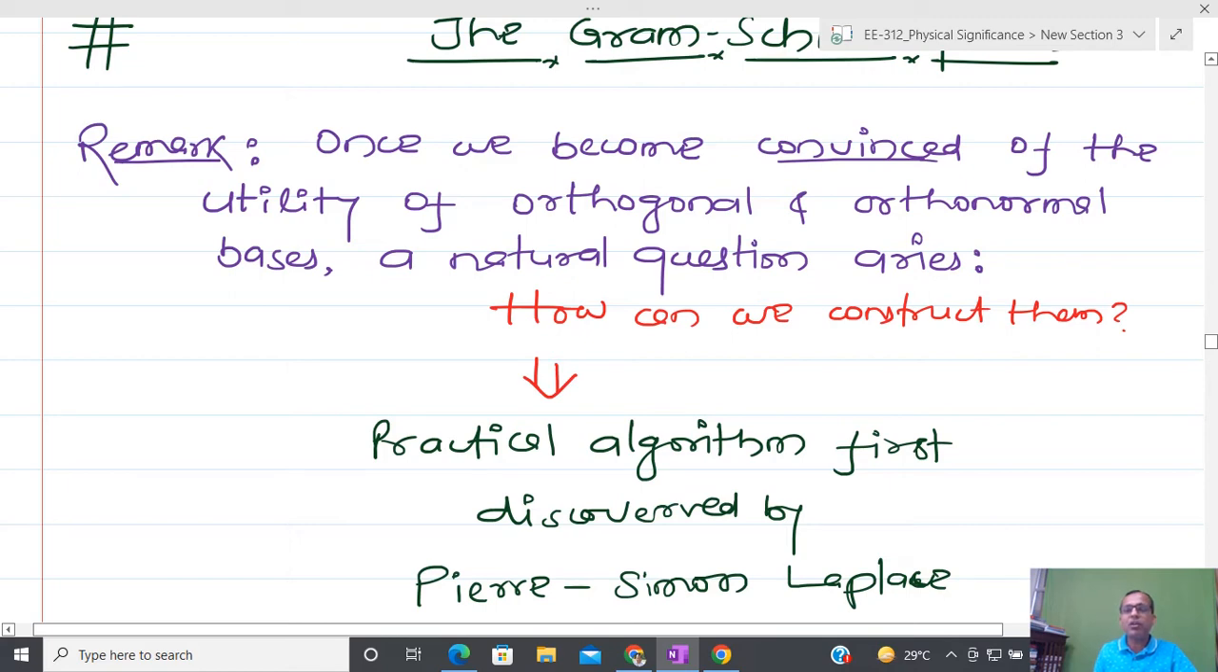Now one of the natural questions is how to construct them. So construction: what we assumed in the previous class is that I know the orthogonal or orthonormal basis, and then we are trying to identify the coordinates. But in most practical applications, we don't know the orthogonal or orthonormal basis, but at least by the theory of linear algebra we are somehow able to construct some kind of basis. Most of the time that basis is not orthogonal or orthonormal.